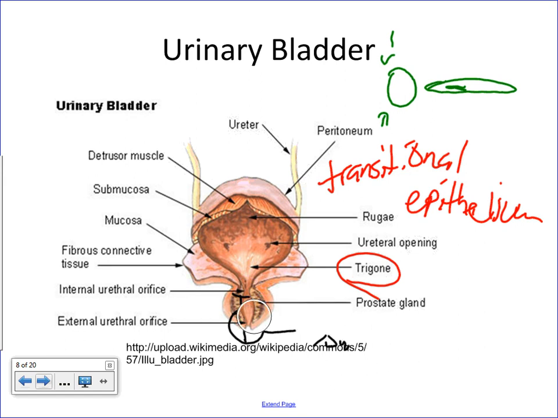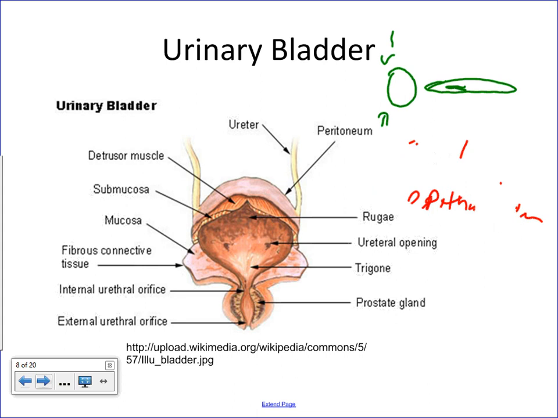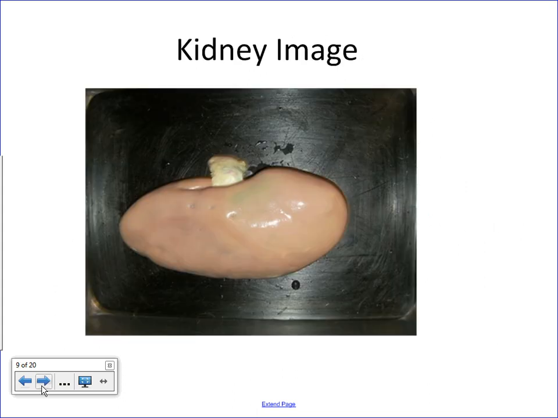But that's kind of just a gross anatomic review of the kidneys and the urinary system within the abdominal cavity. Now let's start breaking down the kidneys with a little more depth. Here is a pig kidney. We dissected kidneys with my students the other day, and I took some photos to throw in this presentation.